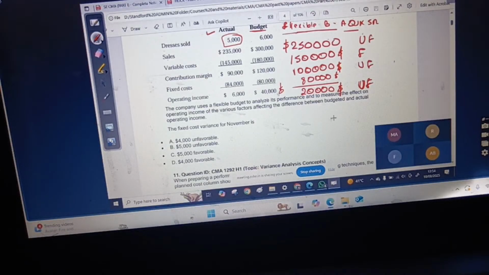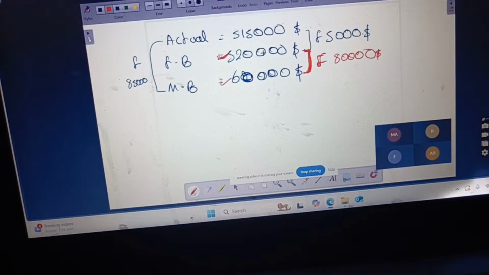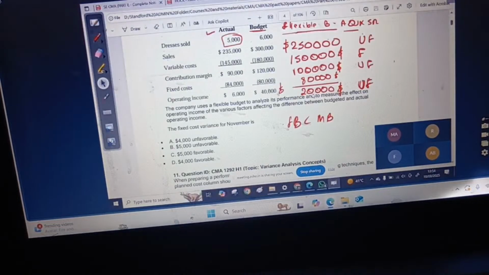Here, the flexible budget is less than master budget. This is cost, that is operating income. This example is for cost. This is favorable. This is for income.